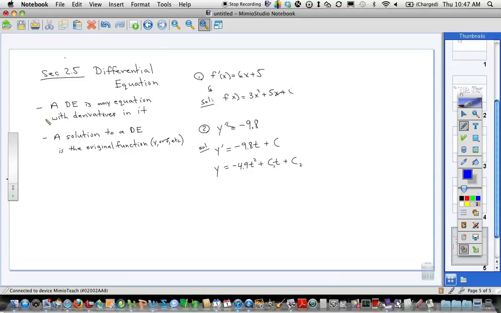Okay? All right, the third example, y prime equals 1 over 2y.